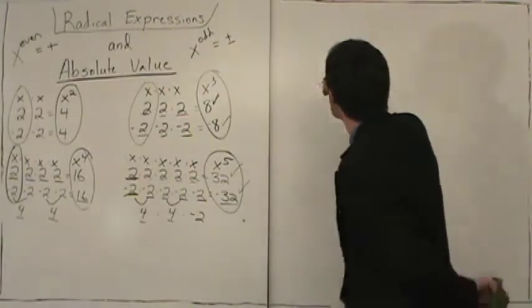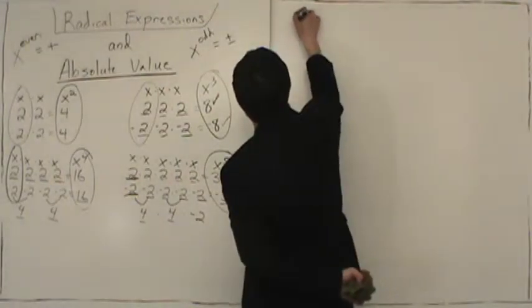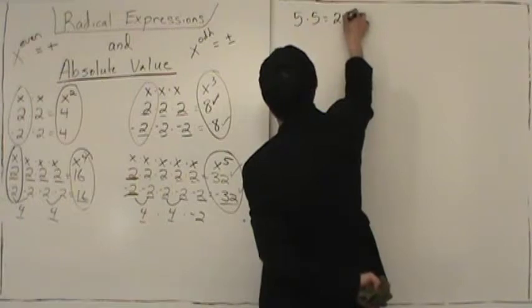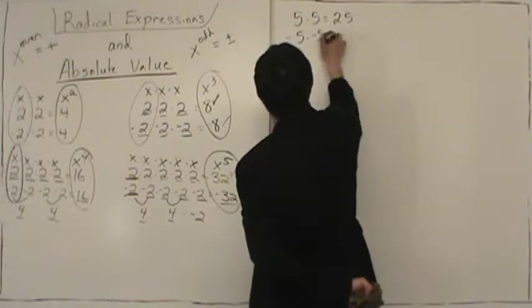Now let's look at the basis for radicals themselves. So if I say 5 times 5, 5 times 5 is 25, negative 5 times negative 5 is also 25.